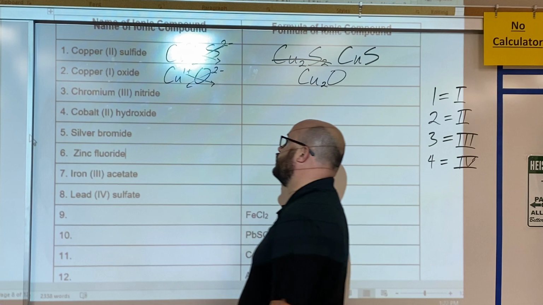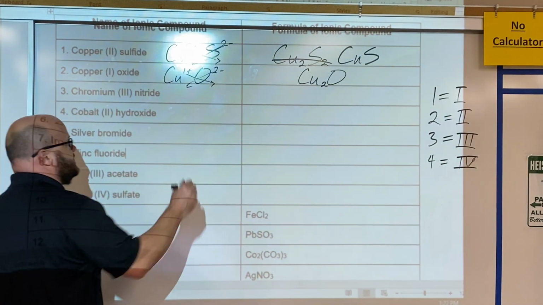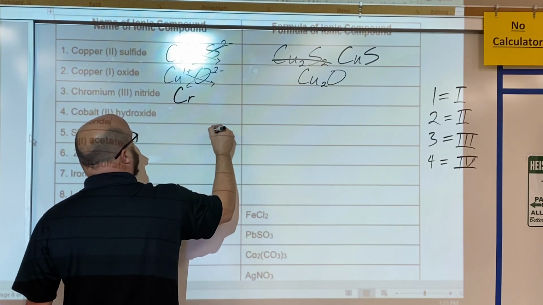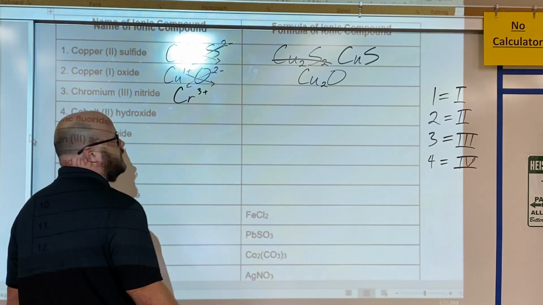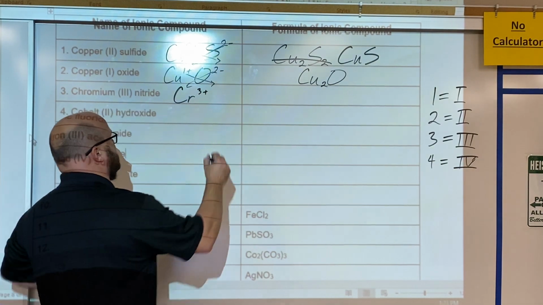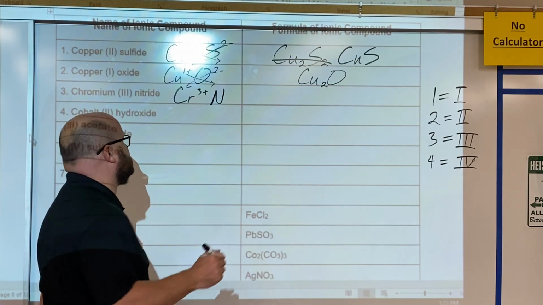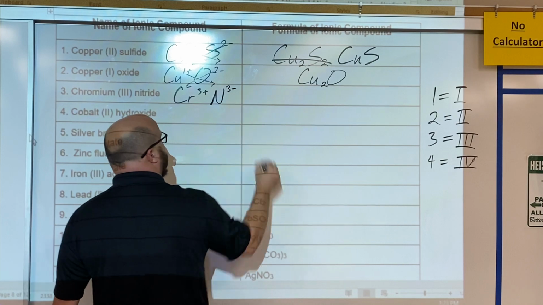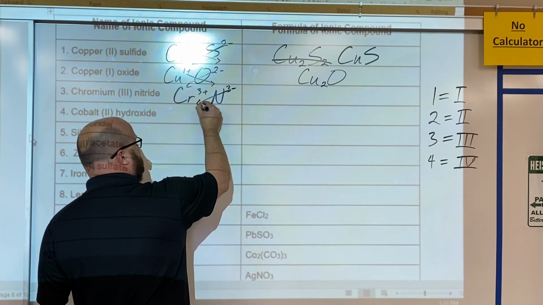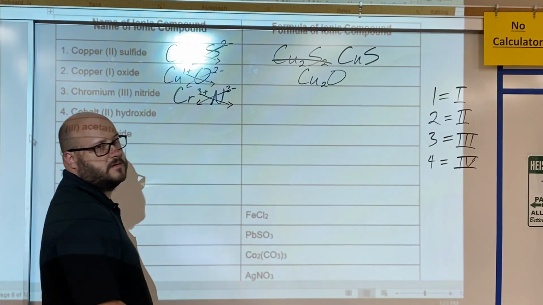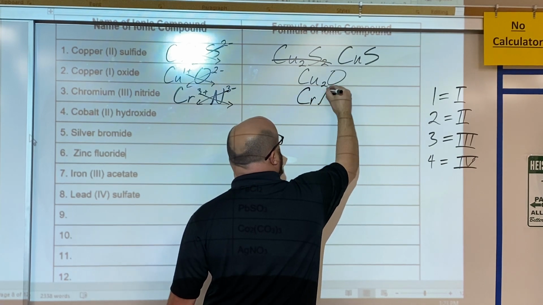Okay, let's look at chromium 3 nitride. Chromium symbol is Cr. It tells us it's a 3+. Nitrogen symbol is just N. It's in group 5, so it needs to gain 3 electrons. 3-. Crisscross applesauce. Anybody see what's happening here? 3 and 3. That's going to reduce down to 1 and 1. CrN.